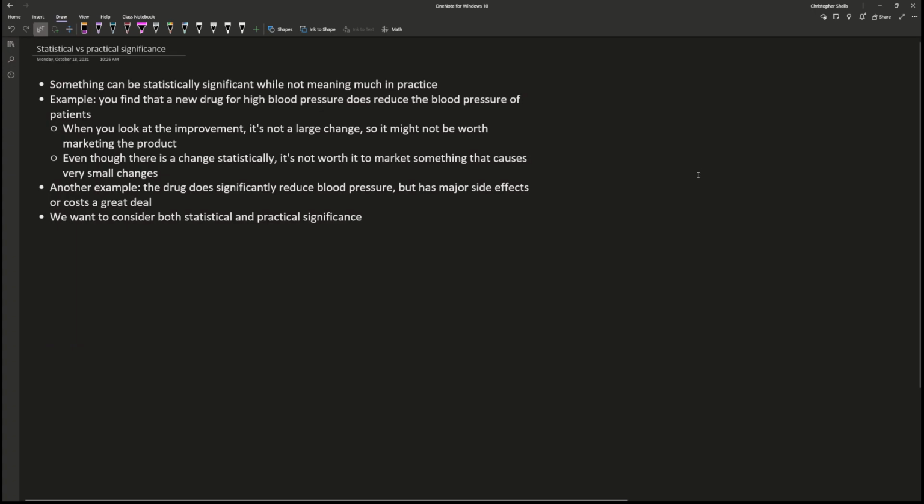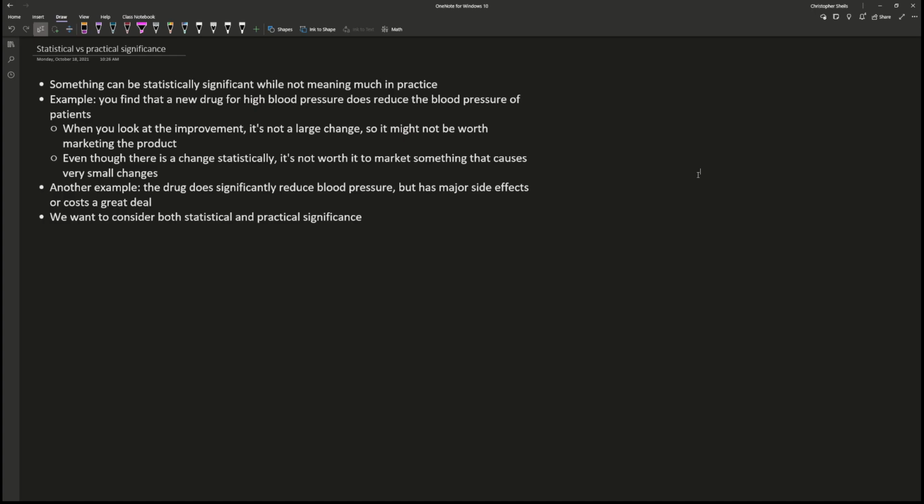Another big important idea here is that something can be statistically significant while not really meaning much in practice. For instance, if you find a new drug for high blood pressure that does technically reduce the blood pressure of patients, but not by much, then it might not be worth putting on the market. Even though there's a statistically significant change, it doesn't mean that it's worth actually producing, right? It's not worth it to market if it causes only very small changes.